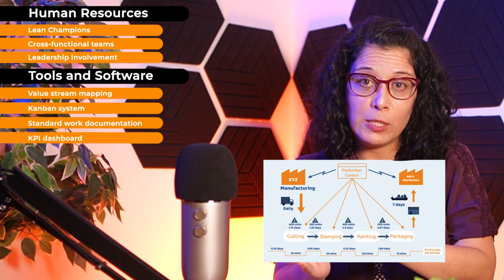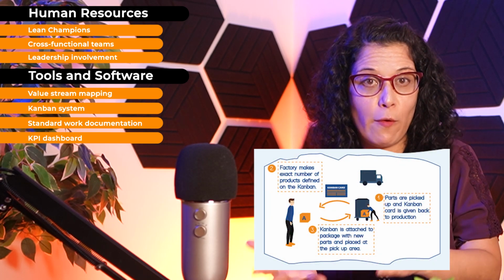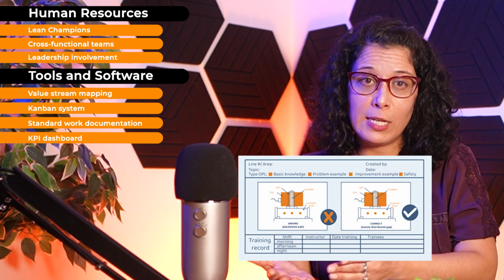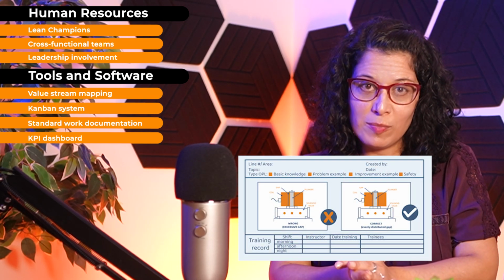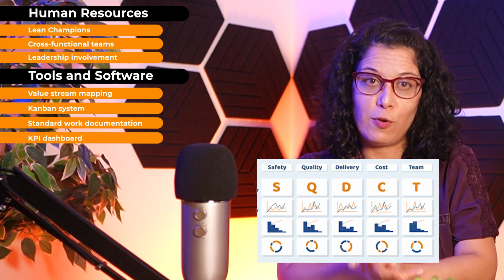Number 2, tools and software. Value stream mapping tools to identify and eliminate waste. Kanban systems for inventory management and workflow visualization. Standard work documentation to standardize and sustain improvements. And KPI dashboards to measure progress and performance.